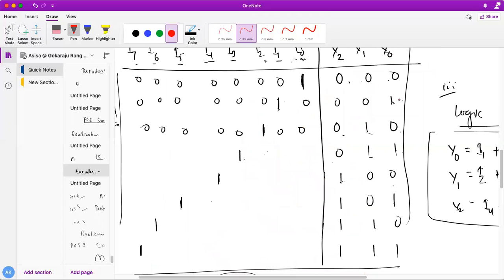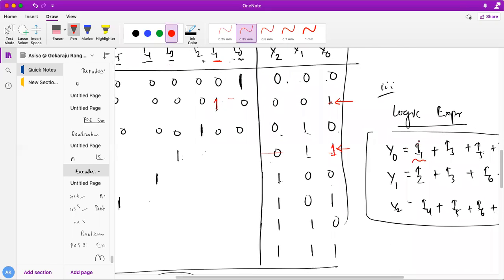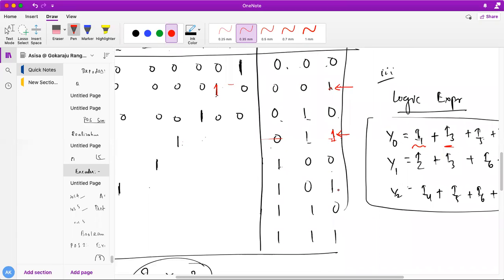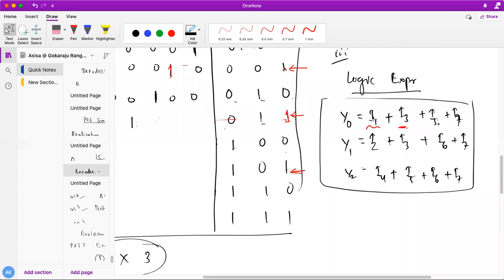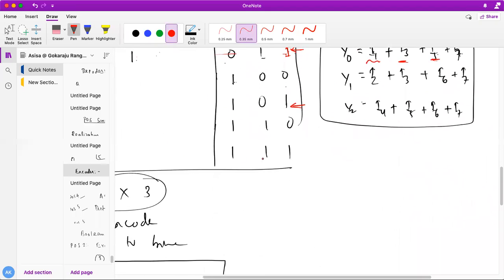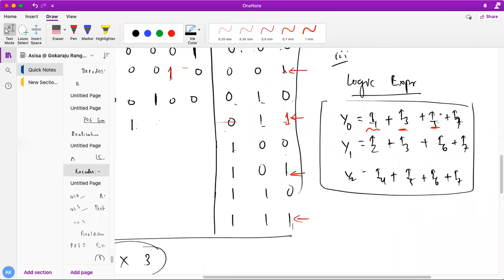See here, for Y0, this is actually 1. Here 1 means which inputs are 1 at that time? Only here it is 1, so that is I1. So I have taken I1. Similarly, next this is logic 1, at that time the input is I3, so I have taken I3. Next for this logic 1, the input will be I5. Next, at the end, I7. Like this, all the outputs Y0, Y1, Y2 are obtained.